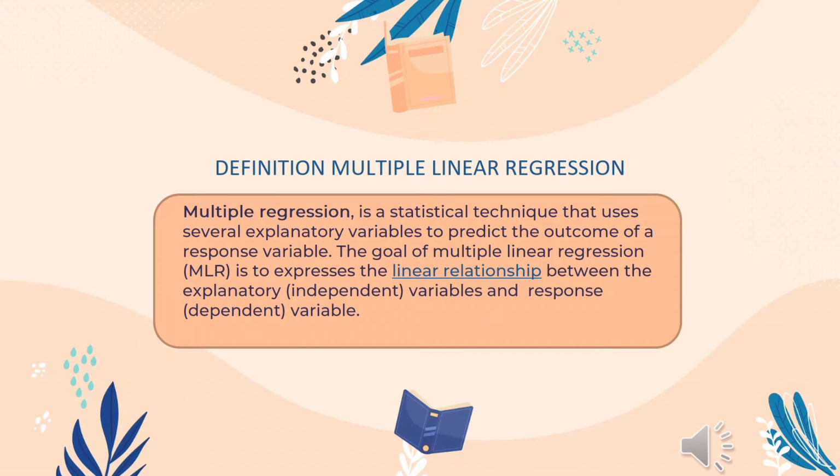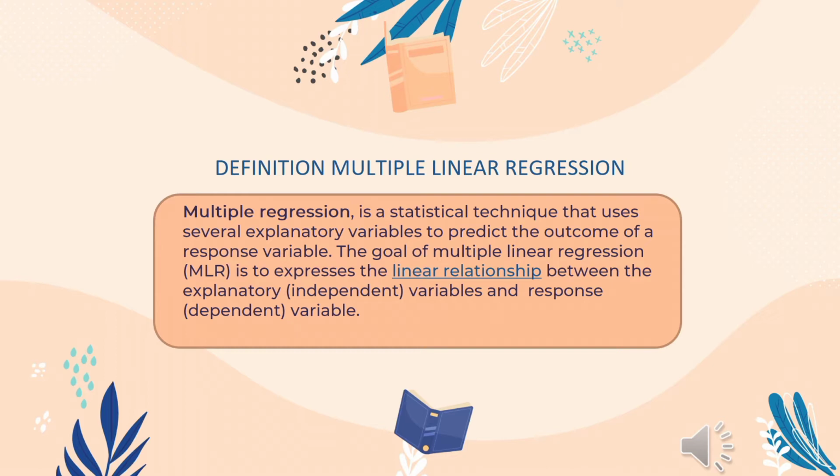Before that, I will give the definition of multiple linear regression. Multiple regression is a statistical technique that uses several explanatory variables to predict the outcome of a response variable. The goal of multiple linear regression is to express the linear relationship between the explanatory variables and response variable.